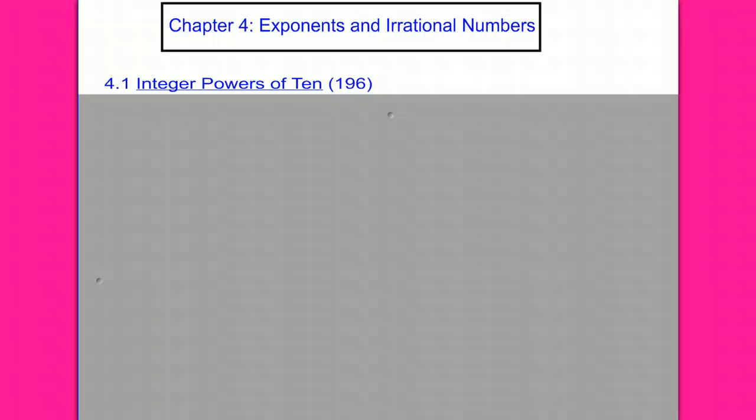We're ready to begin chapter 4, which is all about exponents and irrational numbers. So we're starting today in section 4.1, integer powers of 10. I have talked a bit about powers of 10 already. I remember talking about it just last week with you all. Make sure that you label your sections in your math concept book nicely as you see here: 4.1, and underline this little title, integer powers of 10.